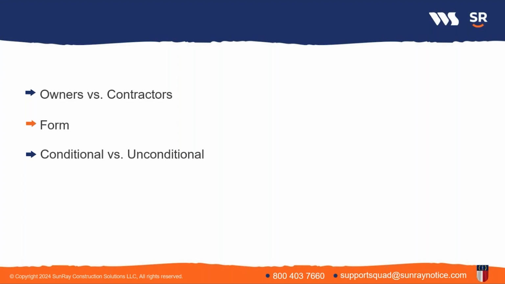A conditional lien waiver is a waiver of lien rights that's contingent on receipt of a forthcoming payment. So you're signing the lien waiver without being paid yet, but you get paid once you sign the lien waiver. And then an unconditional lien waiver is effective upon signing. So that happens when payment has already been made, or it's happening simultaneously with your signature of the lien waiver.